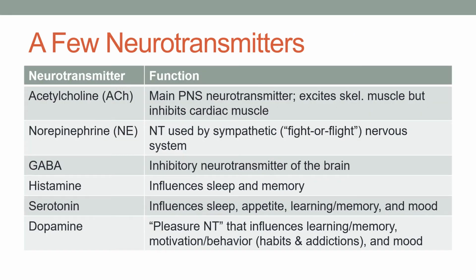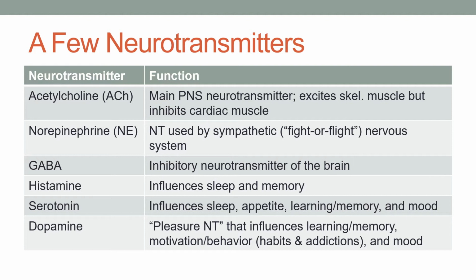Finally, I just want to introduce a few neurotransmitters. Some of them you've already met. Acetylcholine is the main PNS neurotransmitter, and you met that in the skeletal muscle chapter because acetylcholine is what excites skeletal muscle. However, it inhibits cardiac muscle, causing your heartbeat to slow down.